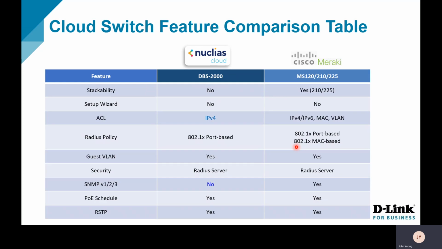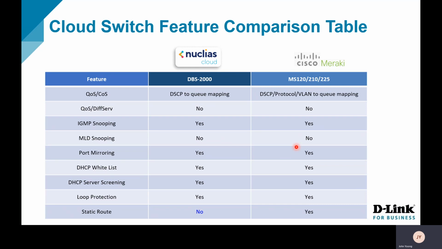Comparing the switch itself, just remember our DBS-2000 series is a layer 2 switch only, but we will be coming out with layer 3 this year. We also have all the functions like the access control list, the RADIUS server, the RTSP, and the PoE schedule. All we do have. Compared on QoS, same thing. We have all the QoS functions, the IGMP snooping, and the port mirroring for troubleshooting. Then we have the DHCP server screening and the loop protection. But the only thing is, because we are a layer 2 switch, we do not come with a static route. Remember, no static route.